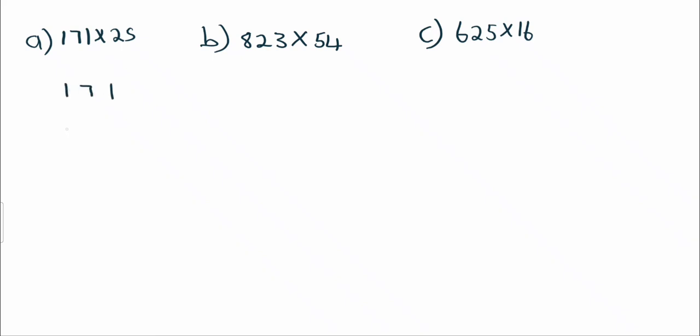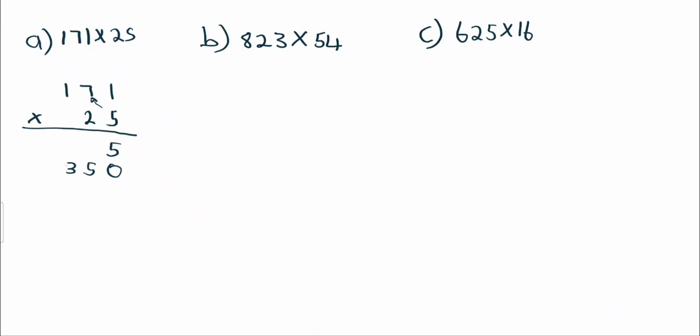171, rewriting the numbers. 25. Place value, again, very important. Now let's begin. 1 times 5 will give me 5. 5 times 70. 70 has a placeholder. So write down the 0. So now it's 5 times 7, which will give me 35.